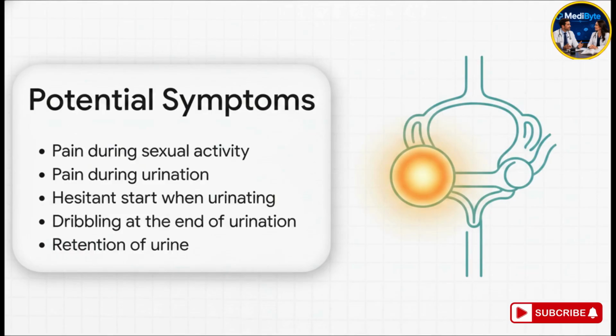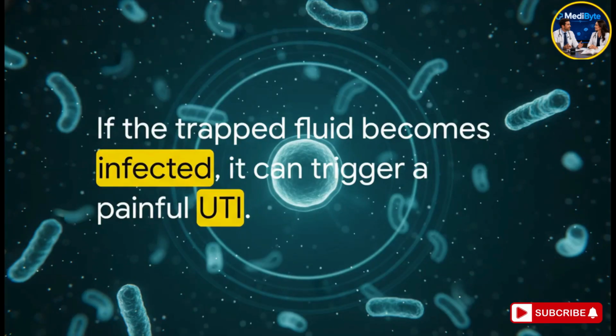On top of all those plumbing issues, the sheer physical presence of this swollen sac can make both sexual activity and urinating quite painful. And this is where we see a real domino effect in the body. If that trapped fluid sitting inside the cyst becomes infected, it can actually trigger a urinary tract infection, or a UTI. Suddenly, the symptoms just escalate. The patient might start feeling this frequent, urgent, and usually highly painful need to urinate. Why? Because the infection right there near the urethral opening makes the entire urinary tract incredibly sensitive and inflamed.